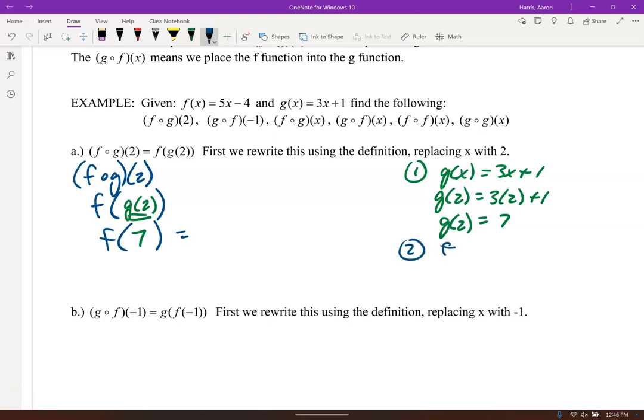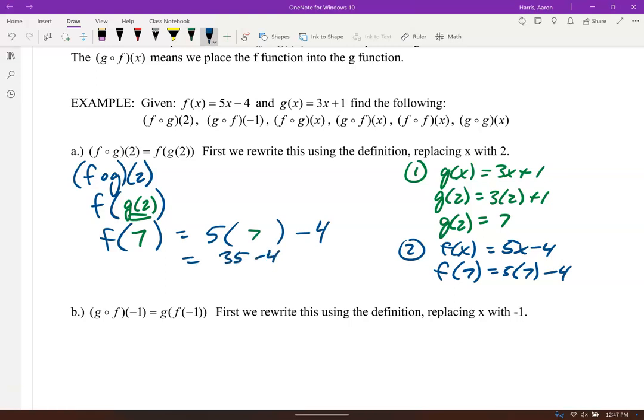So what's f of x? 5x minus 4. So what's f of 7? It's 5x minus 4, and we're just throwing the 7 in. I'm just showing you it over here. 35 minus 4, so 31. In other words, f of g of 2 is 31.